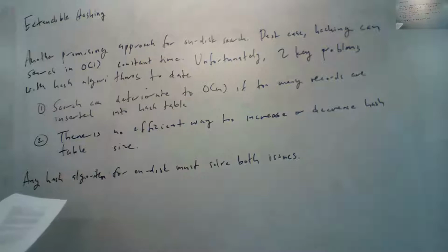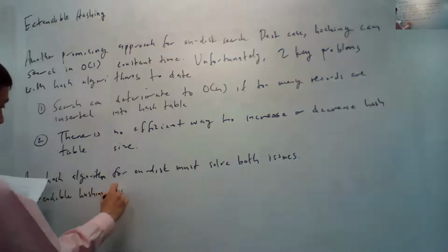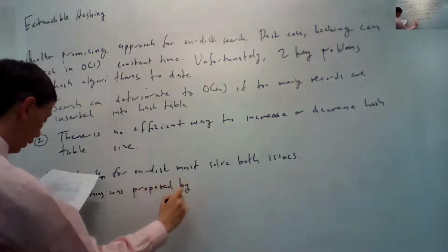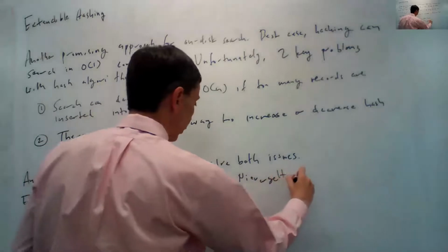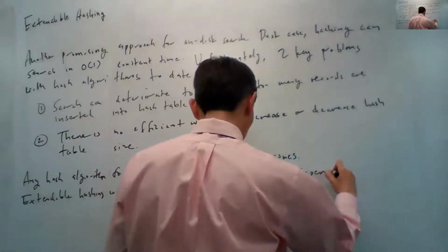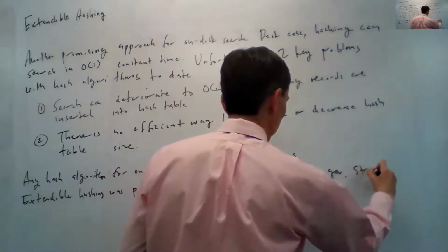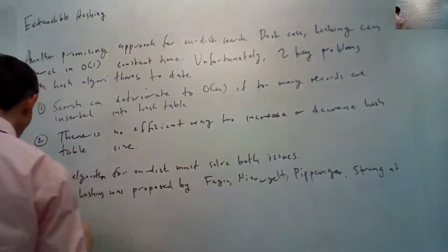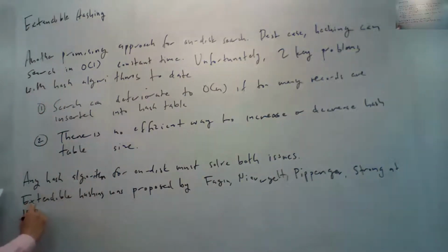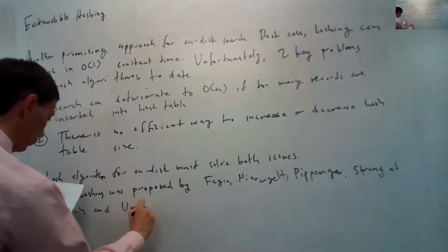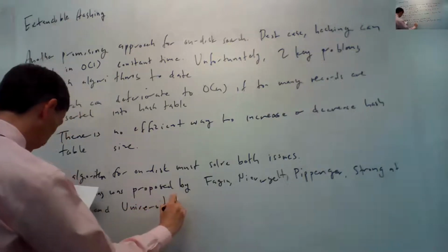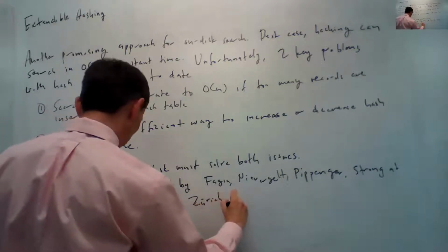And so extendable hashing was proposed by Fagin, Nievergelt, Pippenger, and Strong at IBM Research and the Universität Zürich in 1979.